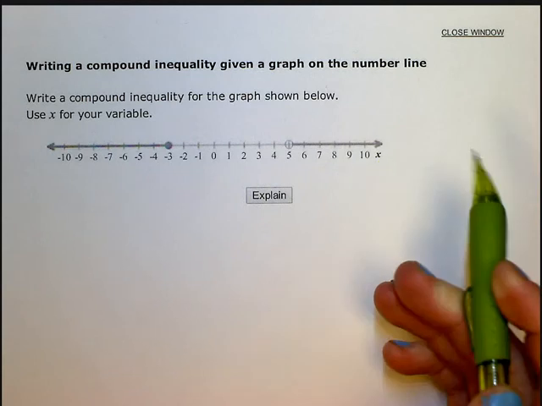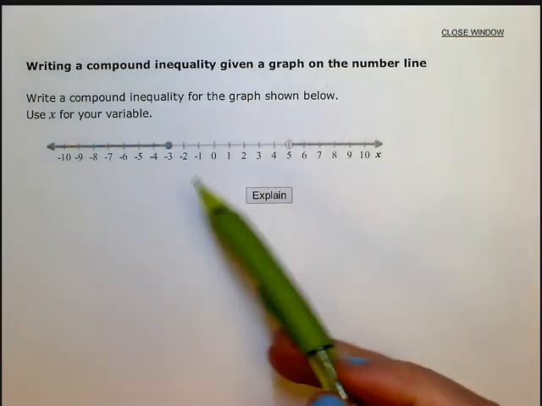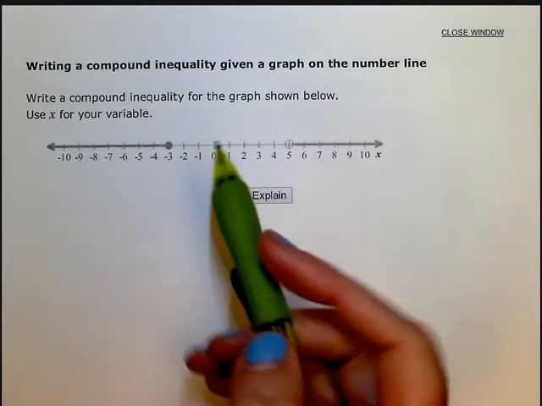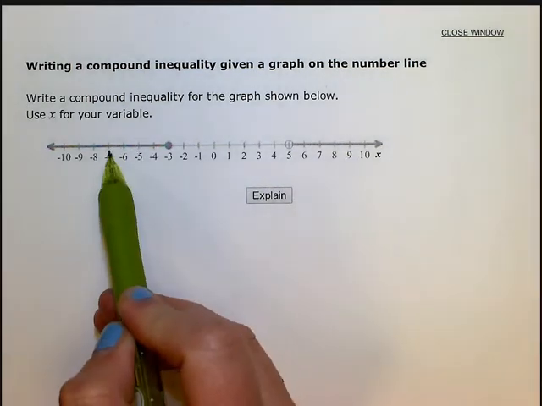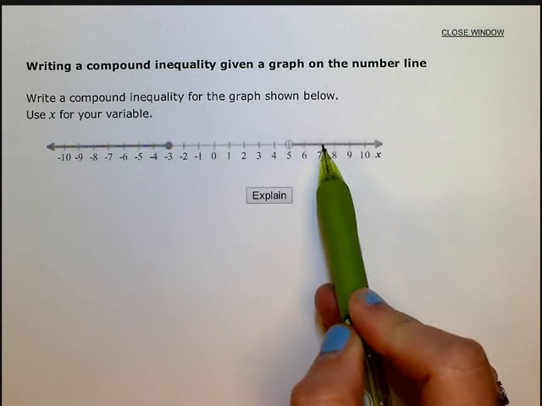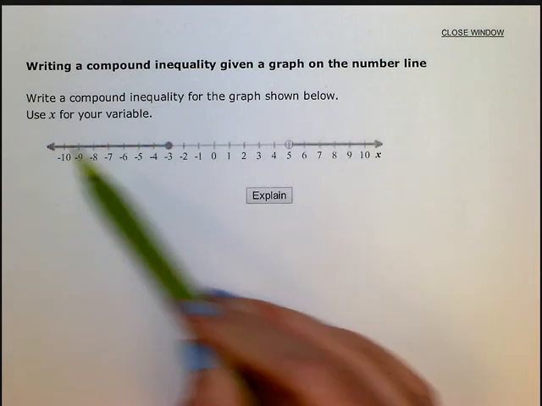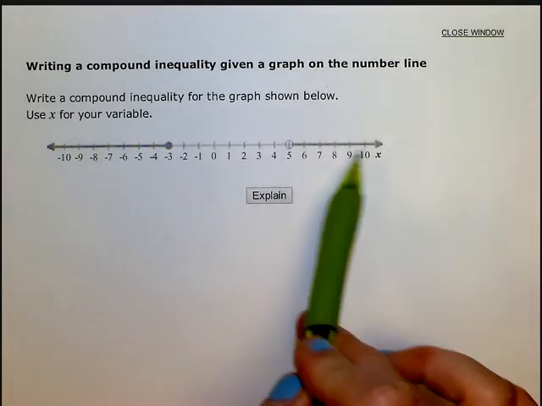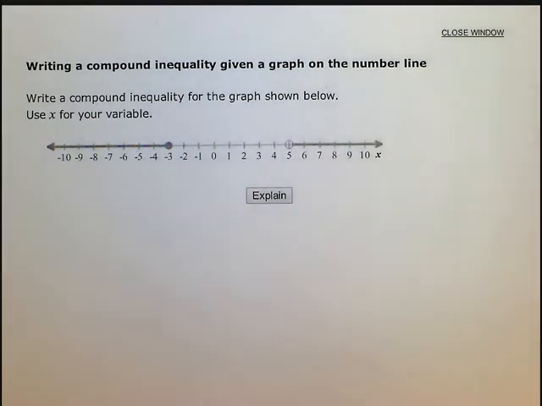Now, sometimes we have an and compound inequality and sometimes we have an or compound inequality. So I have to ask myself, can x be negative 7 and be positive 7? According to how this is shaded, it's not. It's either less than 3 or bigger than 5, but it can't be both. So we know we're going to have an or inequality.